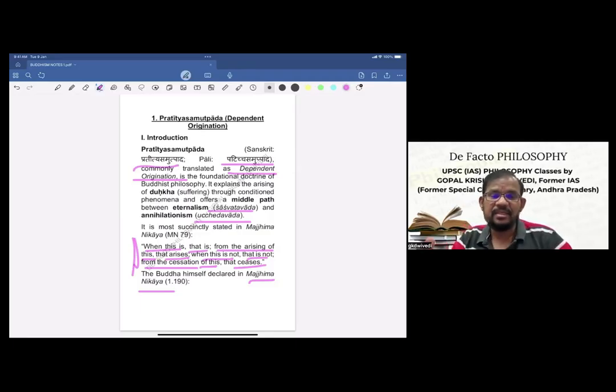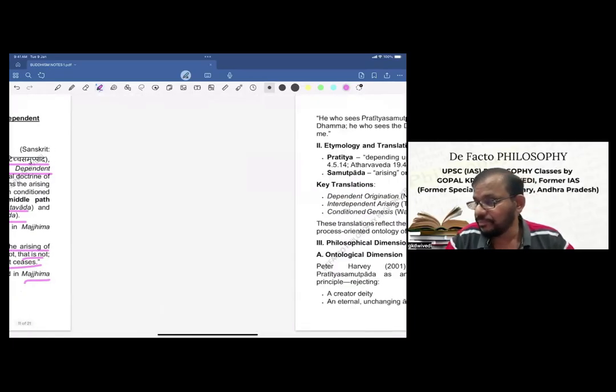When this is, that is; from the arising of this, that arises. When this is not, that is not. From the cessation of this, that ceases. If you remember, the four noble truths are also dependent on this, because there is dukkha, then there is a reason for dukkha, then there is cessation, so all those things are also mentioned here. So Pratyut Samutpad, as already told, is the basis of all other Buddhist philosophy. This is mentioned in the Majjhima Nikaya by Buddha himself.